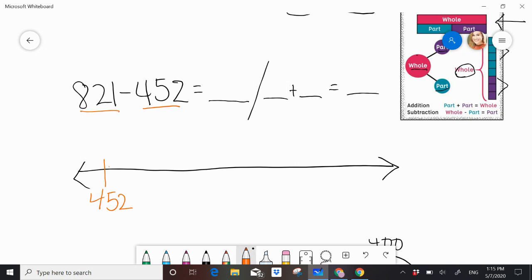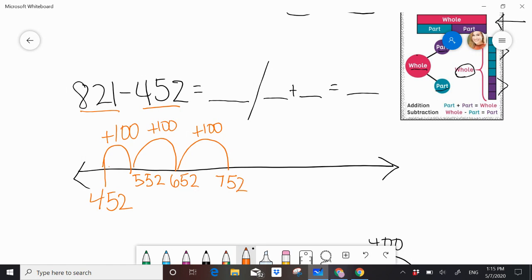First thing I'm going to do is go little jumps this time. So I'm going to add on 100, and I get 552. Well, I can still keep going. I'm going to add on another 100. I'm going to get 652. Well, I can keep on going. I'm going to add another 100. Now I'm at 752. Okay, I'm still under 821. If I were to add on another 100, I would get 852.